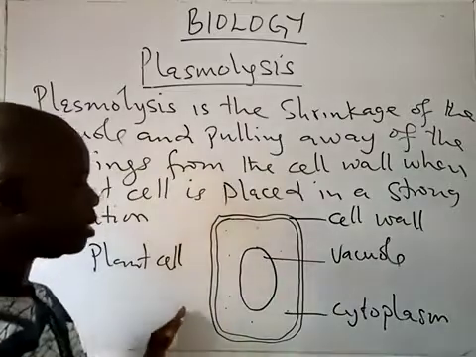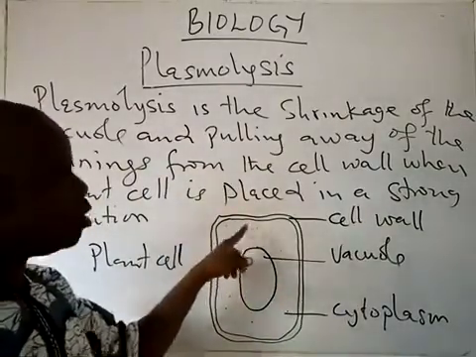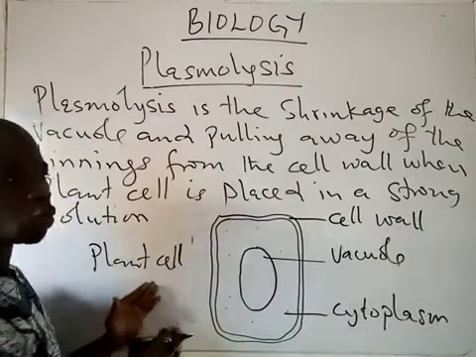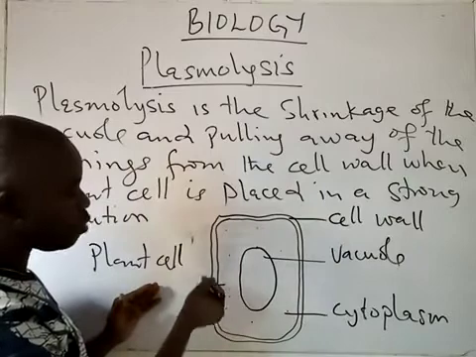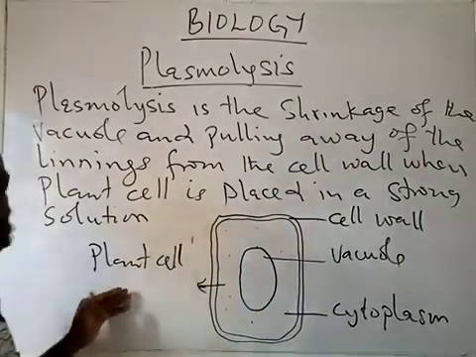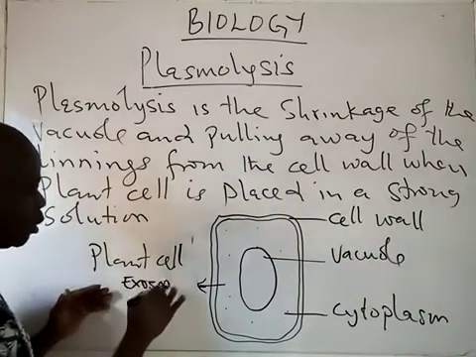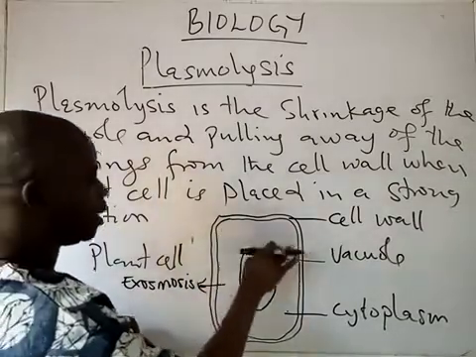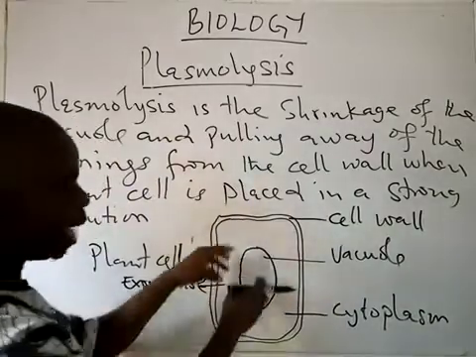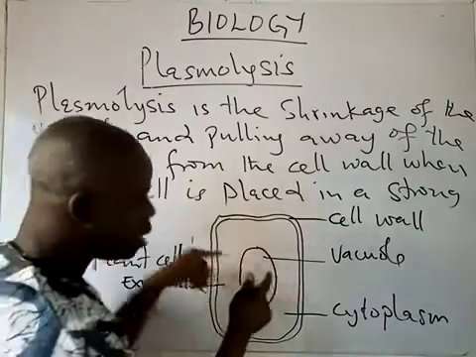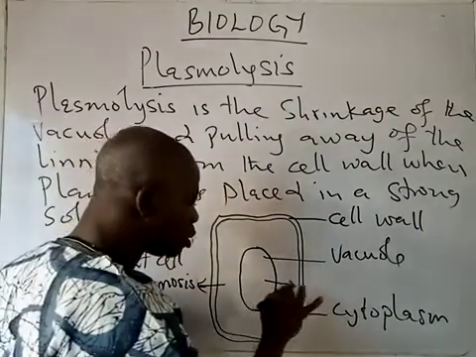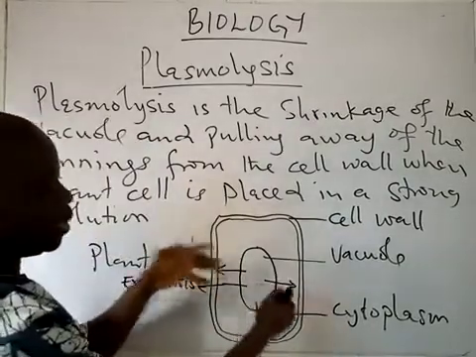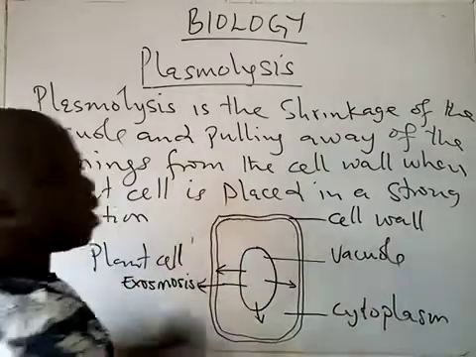Now, if the plant cell is placed in a strong solution, the inside of the cell will be less concentrated than the outside, which is filled with a strong solution. So we expect water molecules to move from the inside of the cell to the outside by exosmosis. As the vacuole reduces because water molecules are moving out, the cytoplasm will pull away from the cell wall.